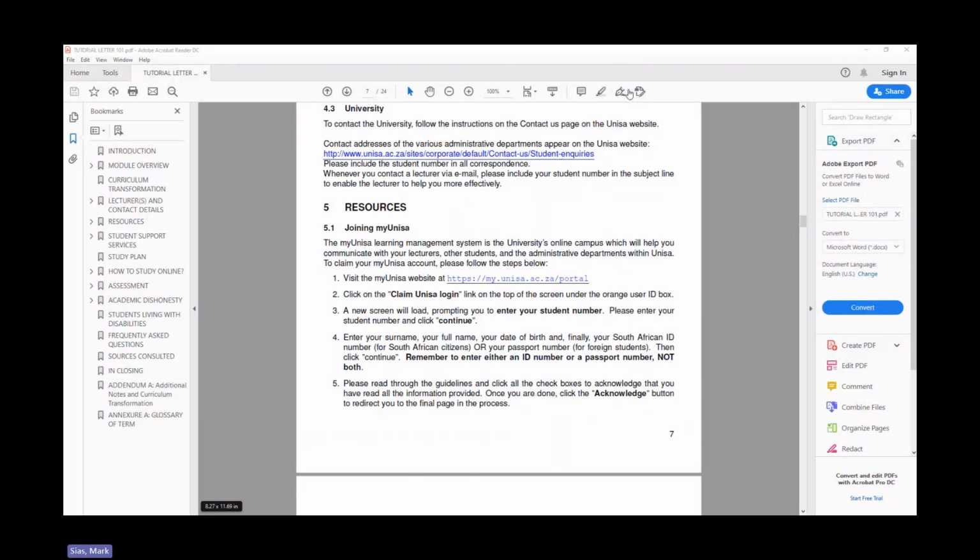Okay, let me just check the chat. Okay, Nazipo, can you see the screen now? Nazipo? I haven't shared anything. I've just shared the tutorial letter 101, right? I can see it, Dr. CS. Okay. I can't see the screen.